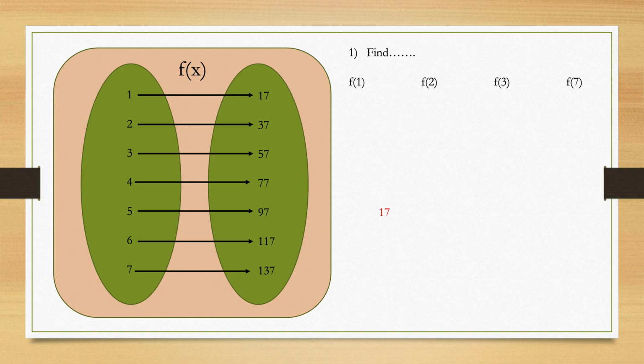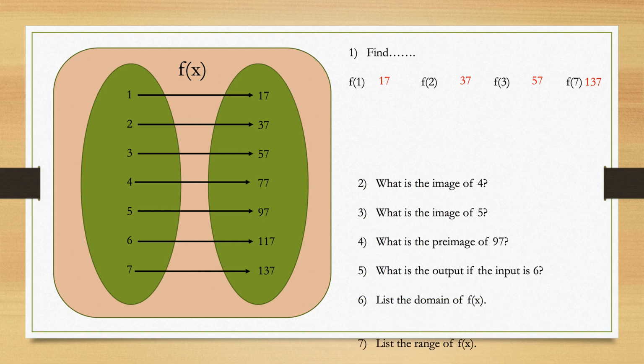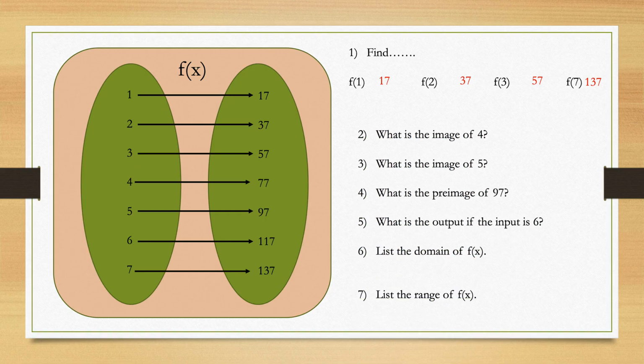f of 1 would be 17, f of 2 would be 37, f of 3 is 57, f of 7 is 137. Now we'll try some more vocab questions. So the image of 4, that's what does 4 become? The output is 77. What's the image of 5? 97. What's the pre-image of 97? That's 5.